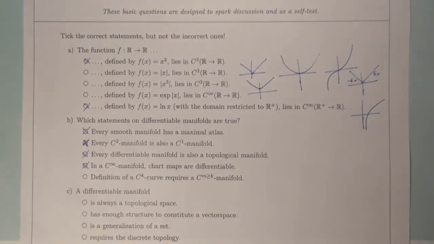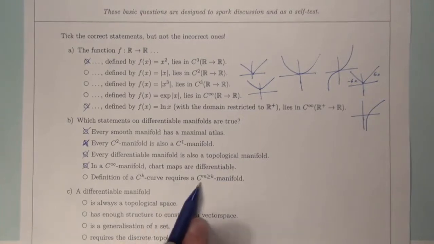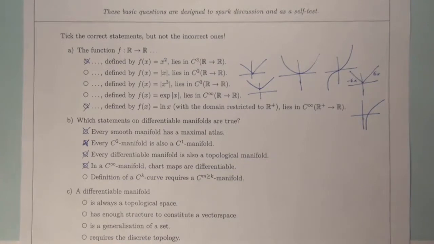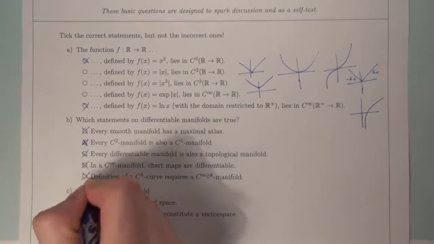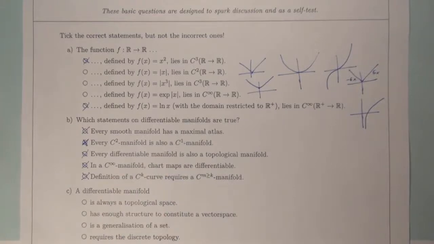The definition of a Ck curve on a manifold, one should say, requires a Cm manifold with m larger than k. That's true because we need the atlas to be at least Ck when we want to judge the Ck differentiability of a curve. Therefore, this is true as well.